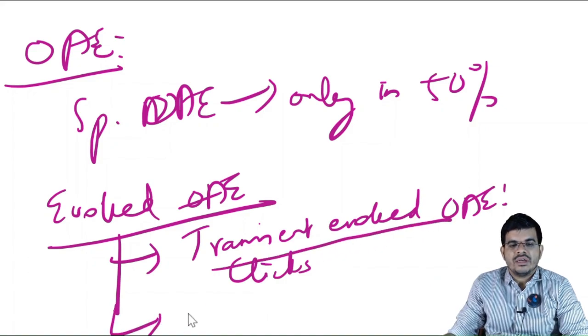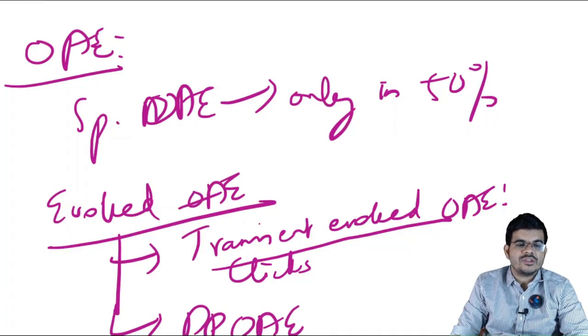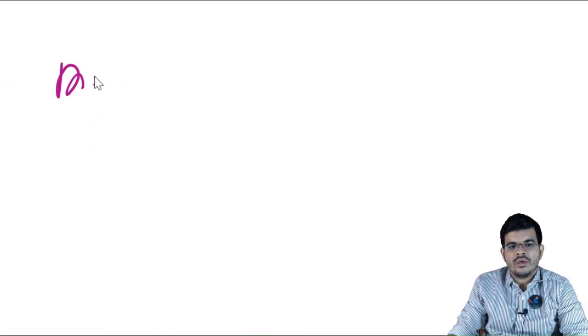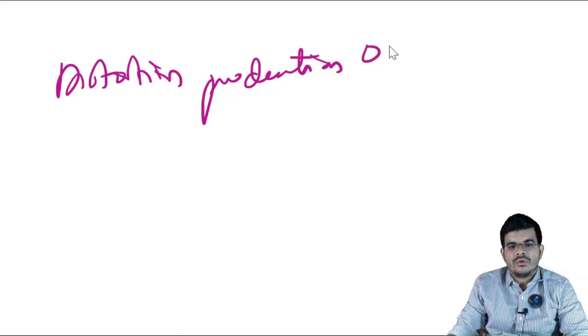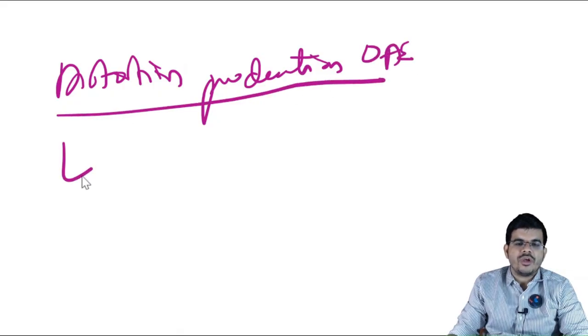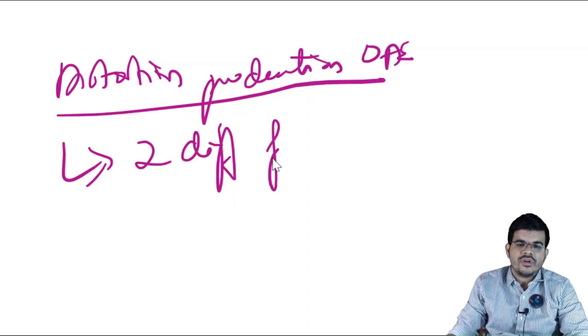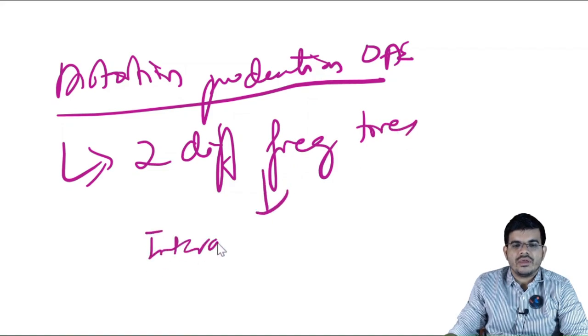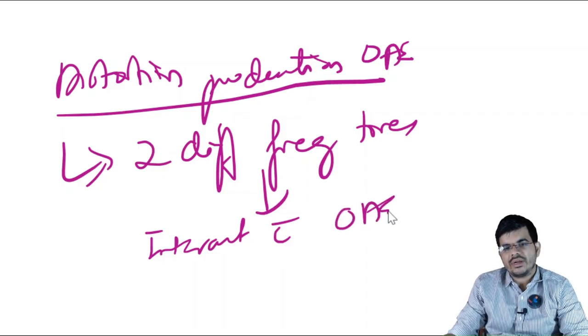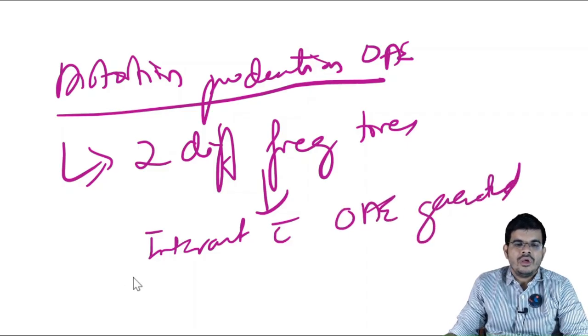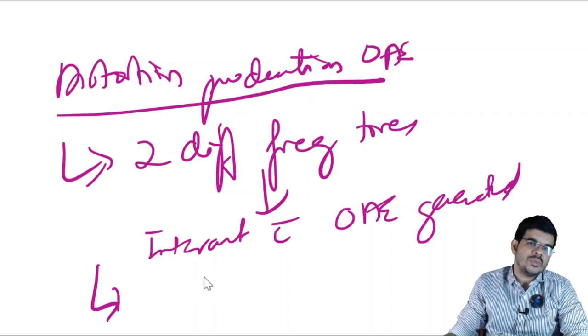And the second one is DPOAE. What is this DPOAE? DPOAE stands for distortion product OAE. Here, frequency specific tones are being given, two different frequency tones are given, and they interact with the OAE generated, and the sound that is hence generated is measured.